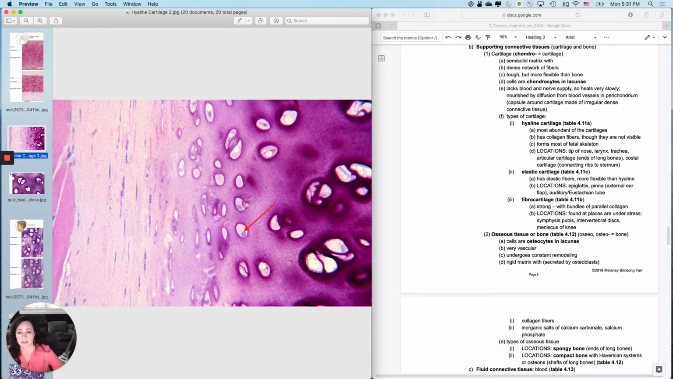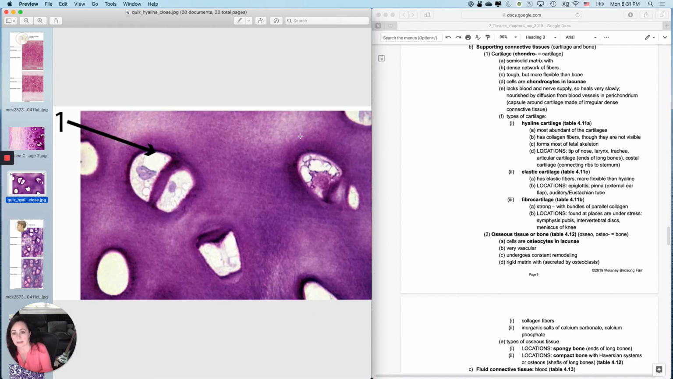And then how do you tell it's hyaline? Well, notice that there aren't any distinct fibers in the matrix. And this is hyaline cartilage really, really close up. So this white space that you were seeing right there is the lacuna, that's the chondrocyte, and this is the matrix. This is hyaline cartilage.